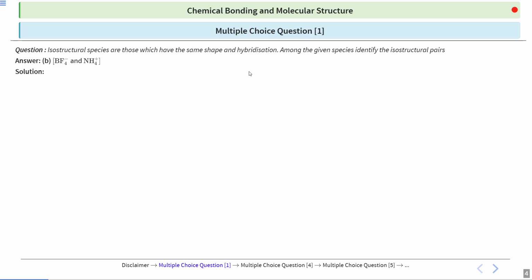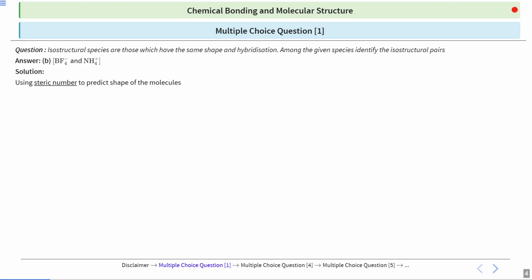So the correct answer will be BF4 minus and NH4 plus. Now going with the other options, where it was written BCl3 and BrCl3, then we have NF3 and BF3. If you look at NF3 and BF3, the shape of NF3 is trigonal pyramidal, and the structure of BF3 is trigonal planar. BF3 has sp2 hybridization, whereas NF3 has sp3 hybridization. So NF3 and BF3 will absolutely not be the answer.